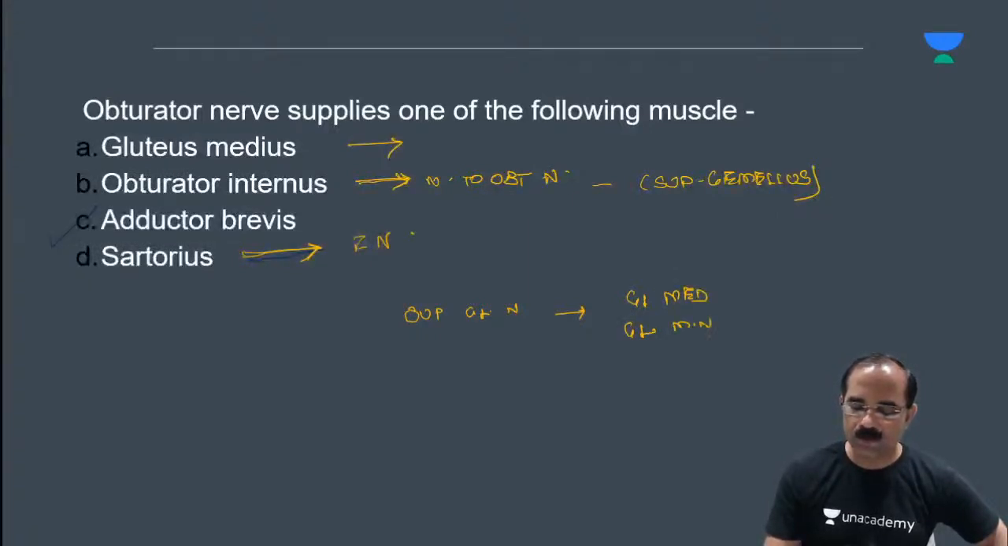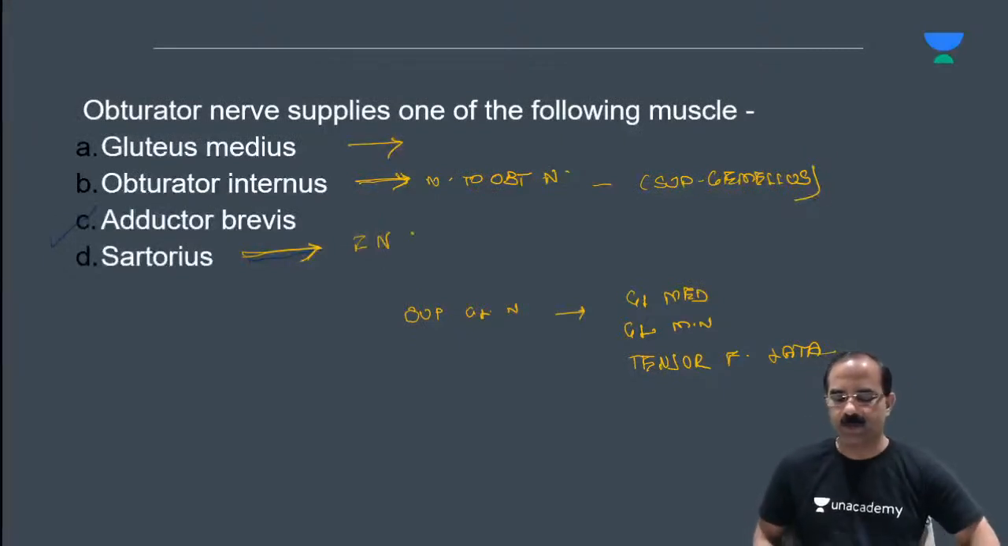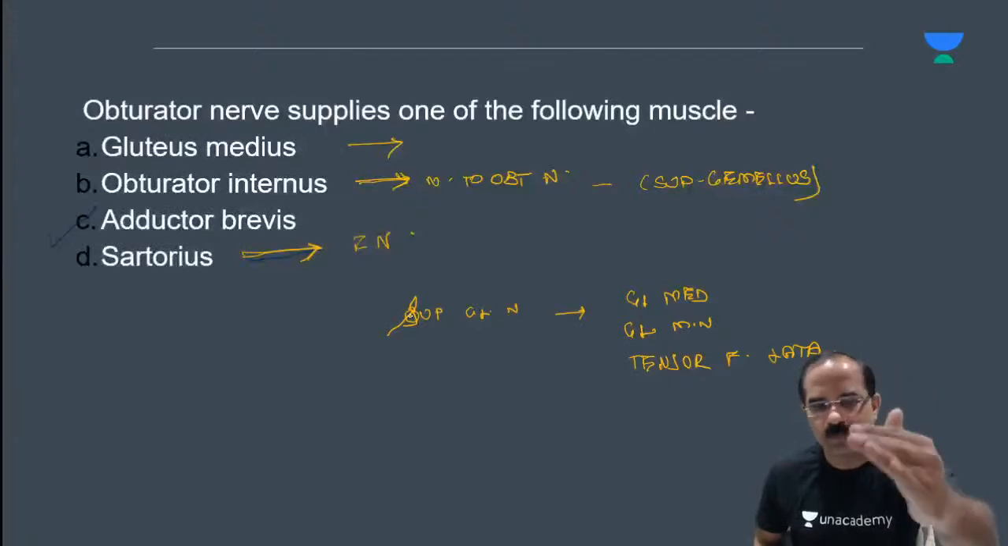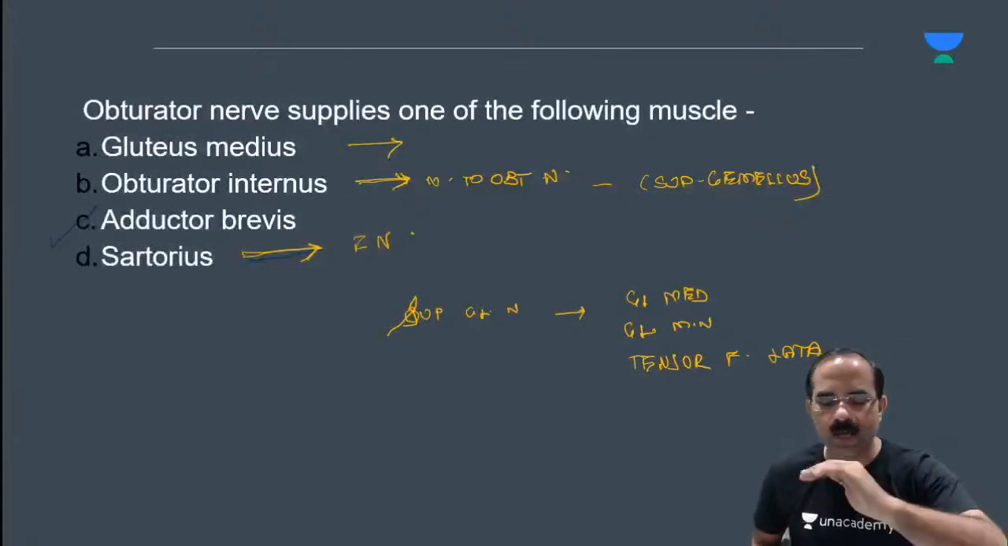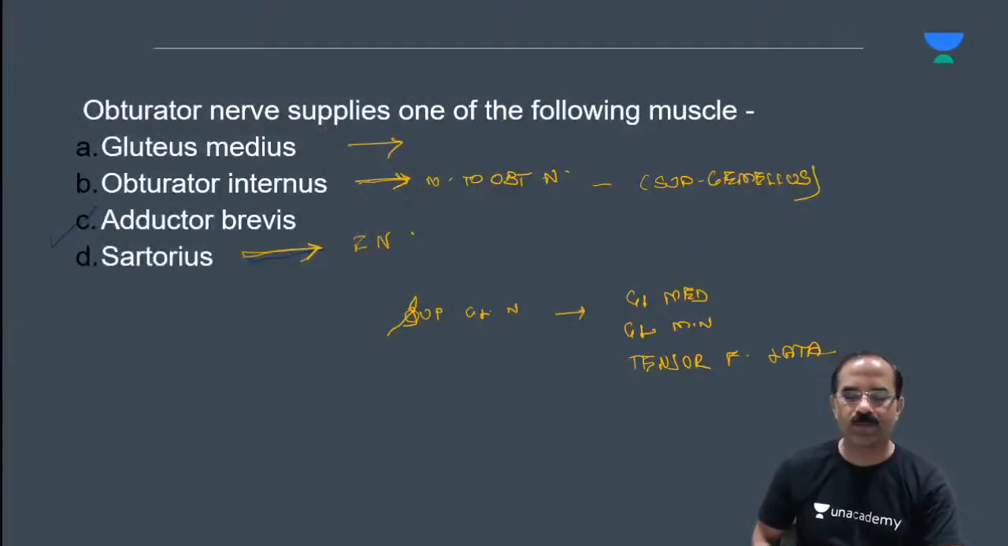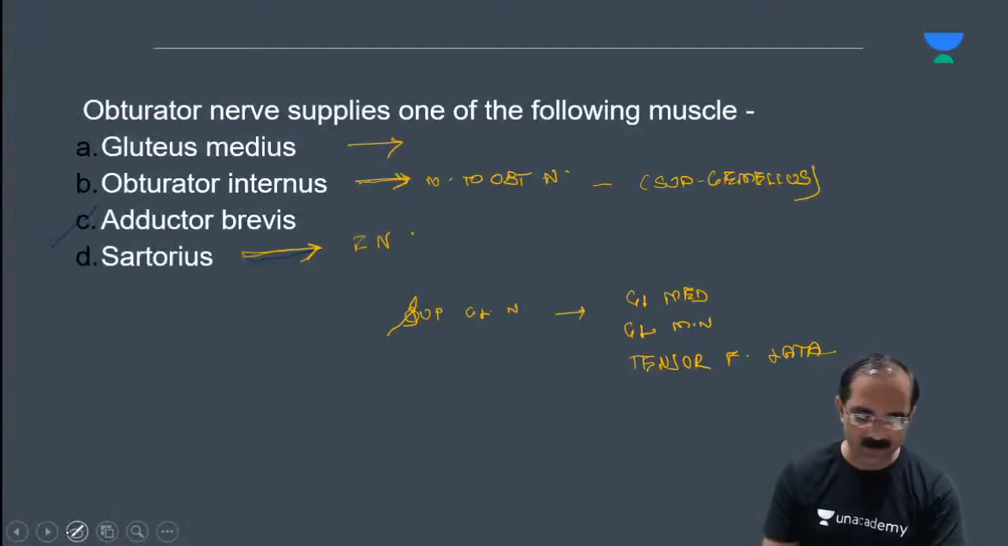gluteus minimus, and the tensor fascia lata. So the superior gluteal nerve supplies 3 muscles. You remember this: gluteus medius, gluteus minimus, and the tensor fascia lata.